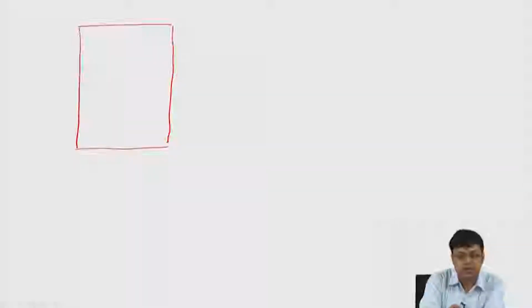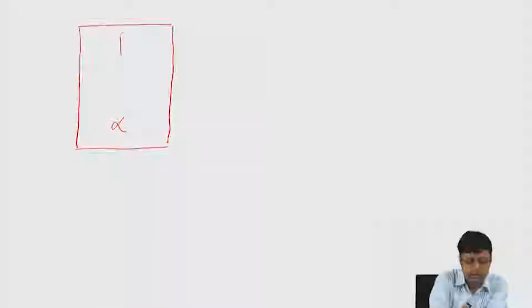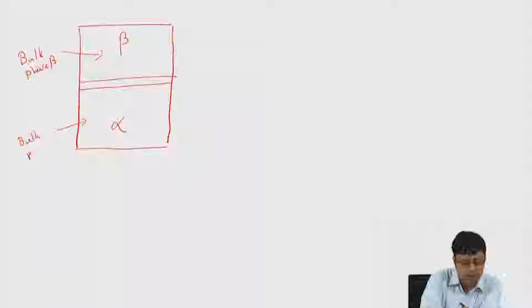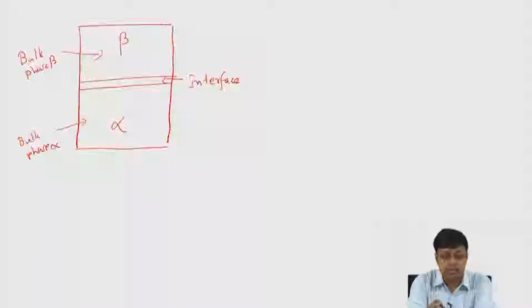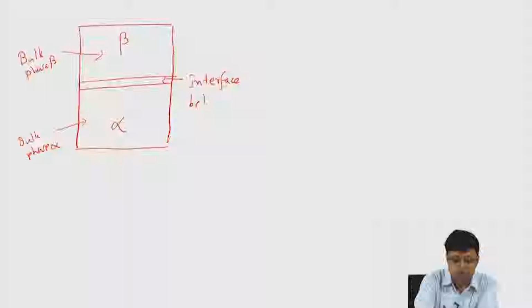Now, to begin with, you can think of a system with an interface, and when we talk about an interface, it must consist of two bulk phases. Suppose these bulk phases I am writing as alpha and beta, and then there is an interface. So, this is one bulk phase, say we call it bulk phase beta, and similarly this is bulk phase alpha, and this one we call an interface. So, this interface is between alpha and beta, between two bulk phases.